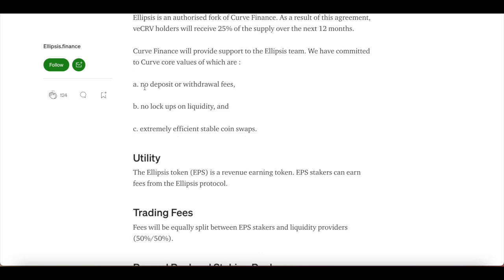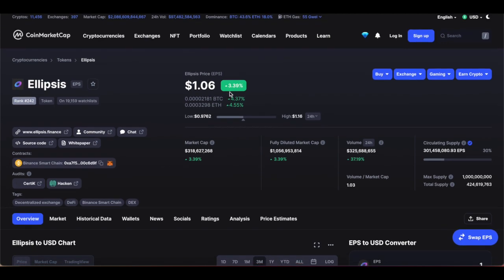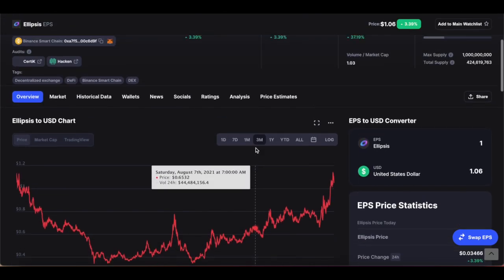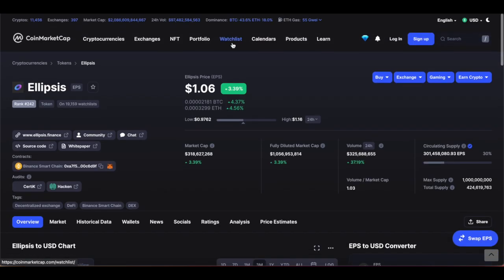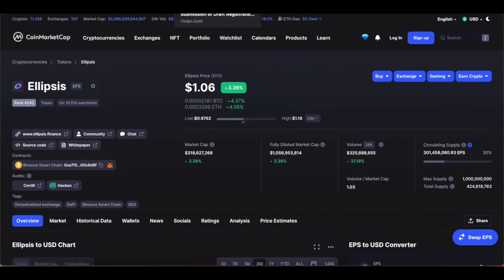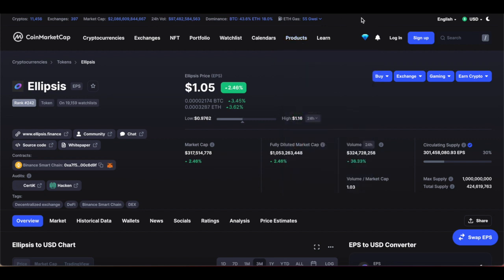Now, of course, you have to remember there are no deposit or withdrawal fees, no lockup on liquidity, and extremely efficient stablecoin swaps. So the platform is very simple. It's a stablecoin swapping platform. It's very simple to understand. And obviously, you can clearly see that people do like the platform and people are using the platform, because the price wouldn't have gone up from like 35 cents, 34 cents. Now, this is from the 20th of July as well. This is not too long ago. This is less than 2 months ago. And that's a huge accomplishment. I can't wait to see where it goes for Ellipsis.